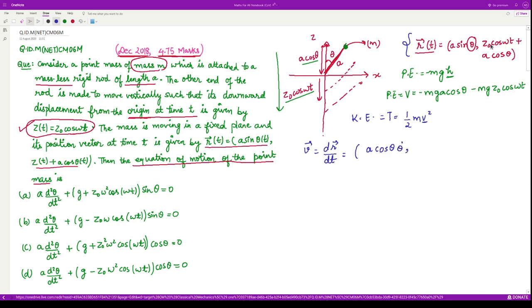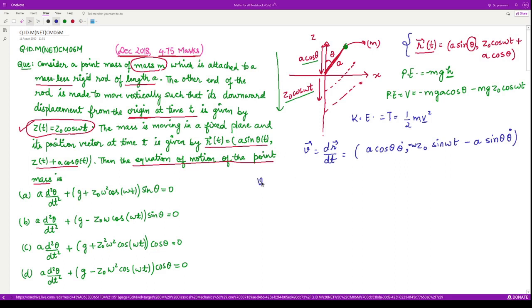And then for the second term we had z0 as constant, the derivative of cos is minus sine omega t into minus omega. So we have minus omega z naught sine omega t, and then for the second term we have a as constant. The derivative of cos is minus sine of theta into d theta, so that would be theta dot, the derivative of theta with respect to time. So this is our v.